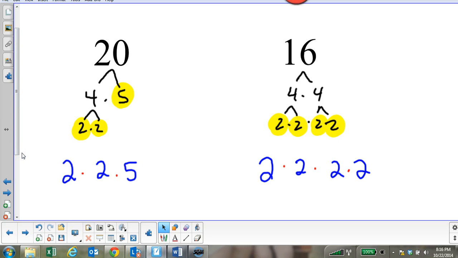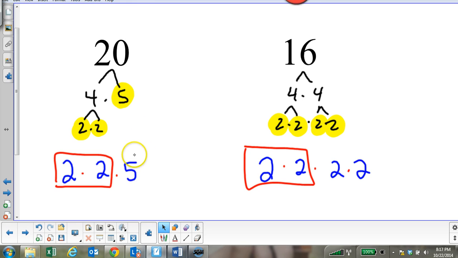All right. Again, what is part of the GCF, or what is part of both numbers? That's 2 times 2. The 5, right, is the leftover factor for 20 that's not part of the GCF. The GCF is 4, or 2 times 2. 20 is 4 times 5. 16 is 4 times 4.